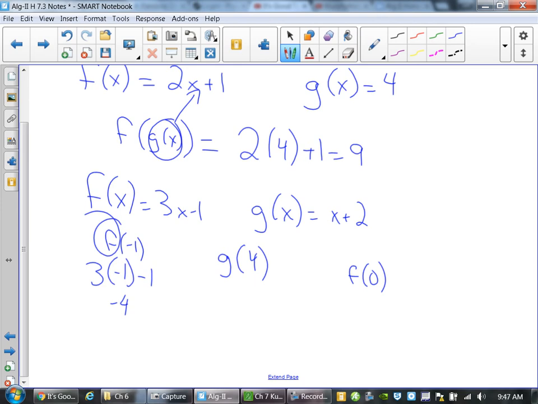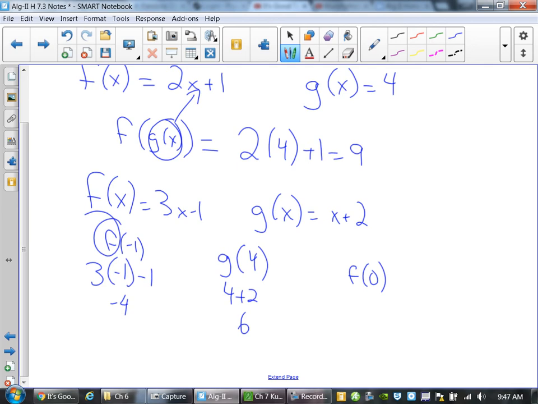G of 4. Do I work with the f equation or the g equation? Because this is the letter G. So, what's 4 plus 2? These are still that same basic idea. Okay? What we're working on is innermost parenthesis, build yourself out.